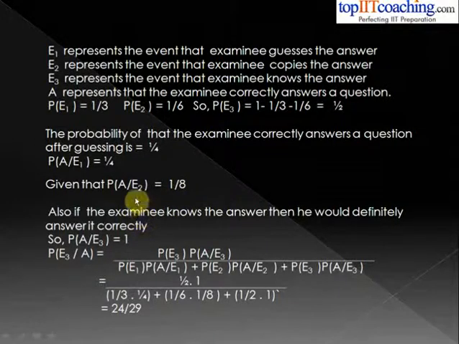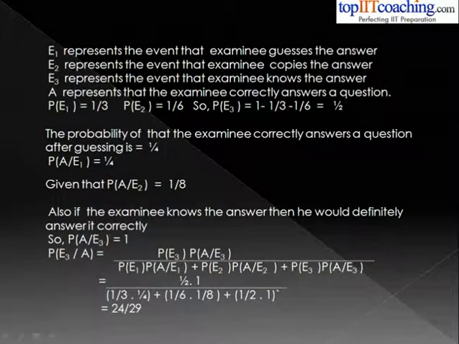Also, we know that if the examinee knows the answer, then he would definitely answer it correctly. He won't answer it wrong. So if any person knows the answer, he would definitely answer it correctly. Thus, the probability of answering the question correctly when he knows the answer is equal to 1. We have to find P of E3 by A, that is, he knows the answer given that he answered it correctly. Again, we are going to use the Bayes theorem for this.